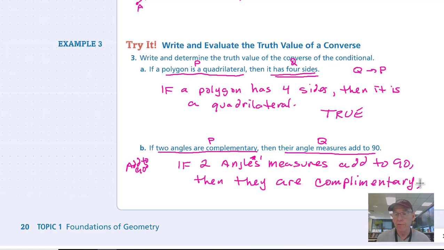And this is actually our definition that we're going to use for complementary. Complementary, 2 angles whose measures add to 90. Supplementary, 2 angles whose measures add to 180. So this is also a true statement.